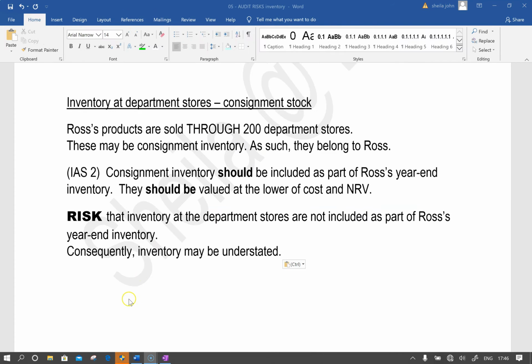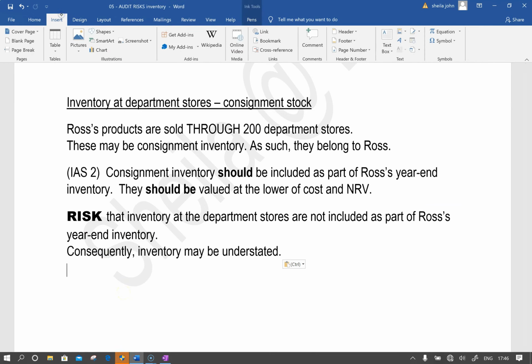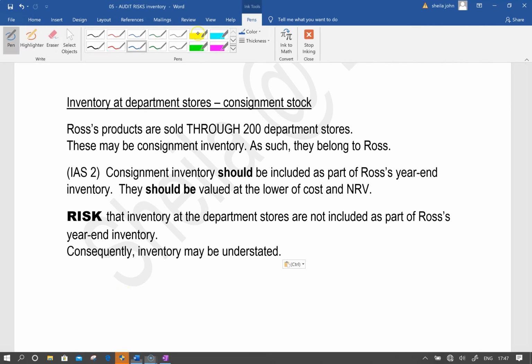So I'm going to start off with my title, and then I'm going to put on a little bit of an observation, the story, emphasizing that the items were sold through the stores. Then we've got the consignment inventory. So I'm putting down the accounting treatment here, and that the consignment inventory should be included as part of Ross's year-end inventory. And of course, that will go into the consolidated financial statements as well.